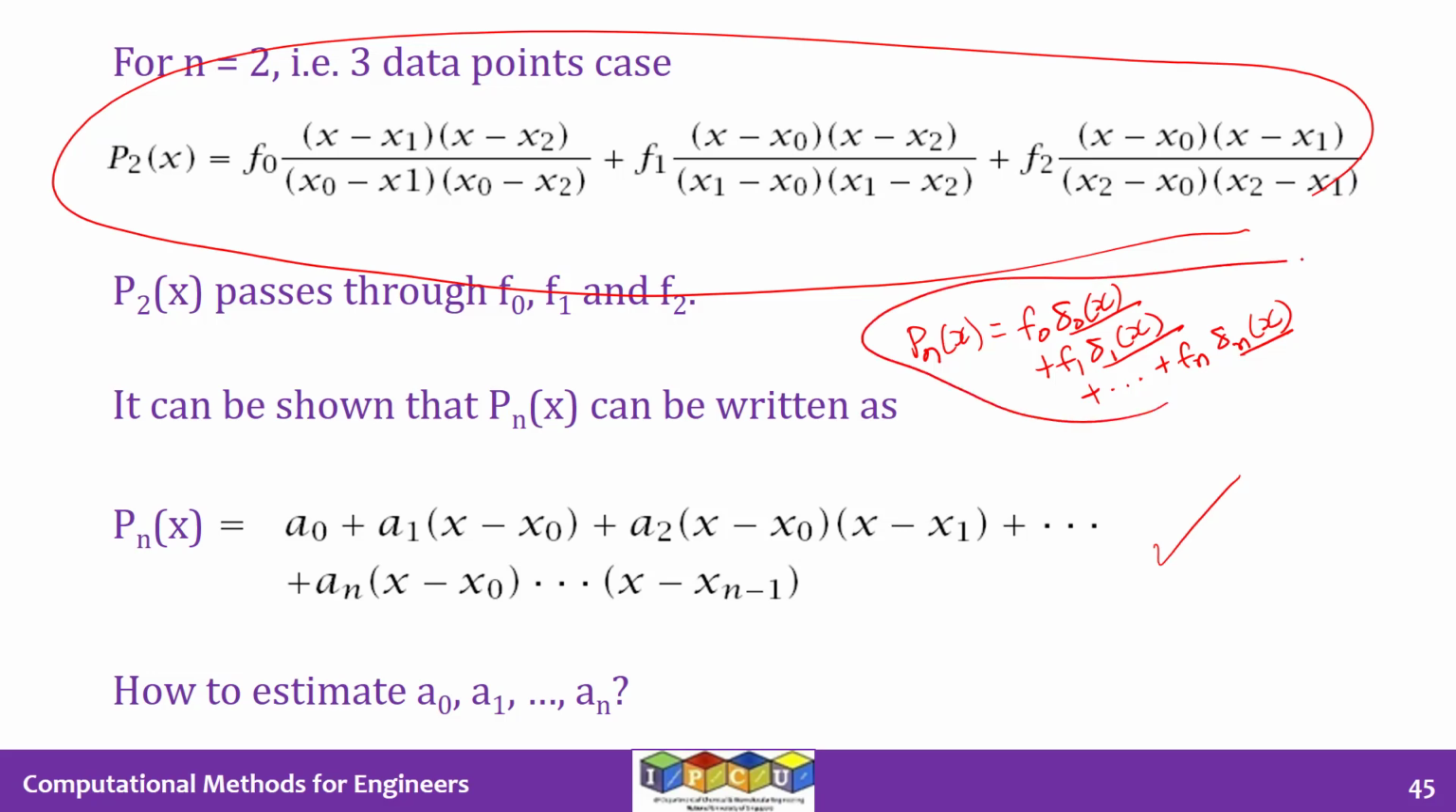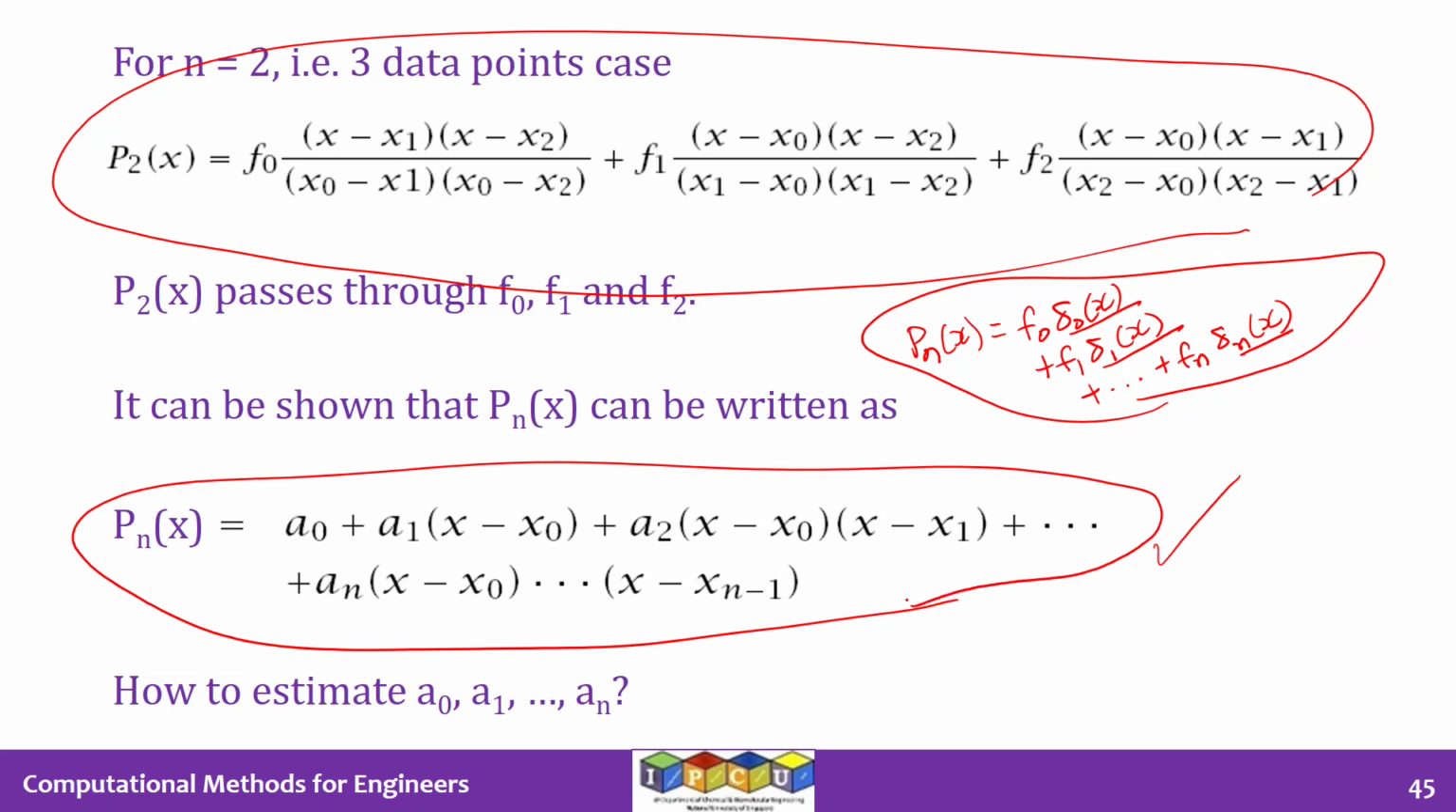This is also an nth order polynomial. This is also an nth order polynomial. So these are just two representations of the same thing. So let me just summarize what we did so far.